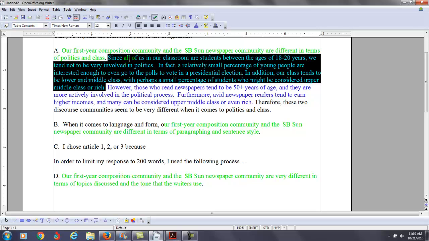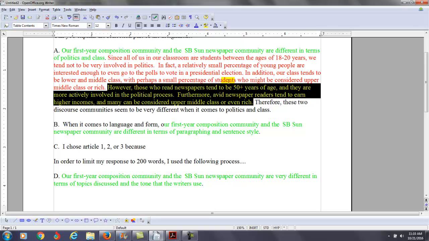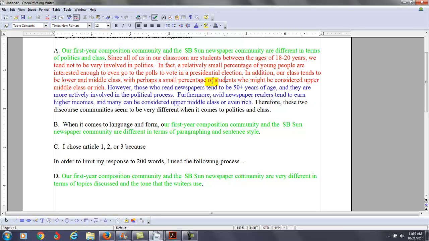And then once you've done that, then you have to move to some of the differences. Oh no, wait a minute. I'm not getting it exactly. I got to do two things here. So as I'm talking about the first year composition community, I talk about the kinds of topics in the textbook, and then I talk about the tone of the writers in the textbook, and then the tone that writers use when they're writing. So I'll give you a tip.